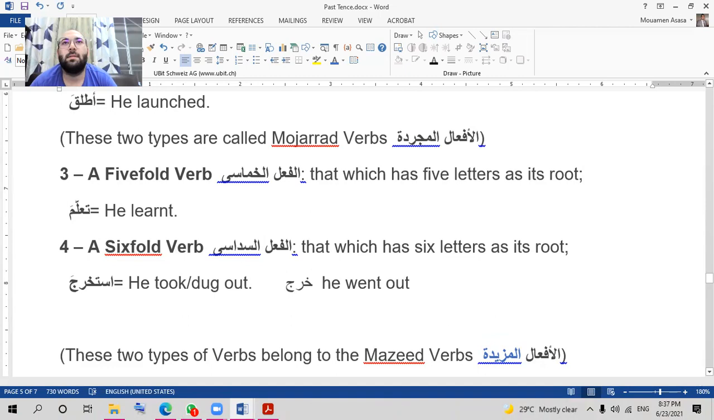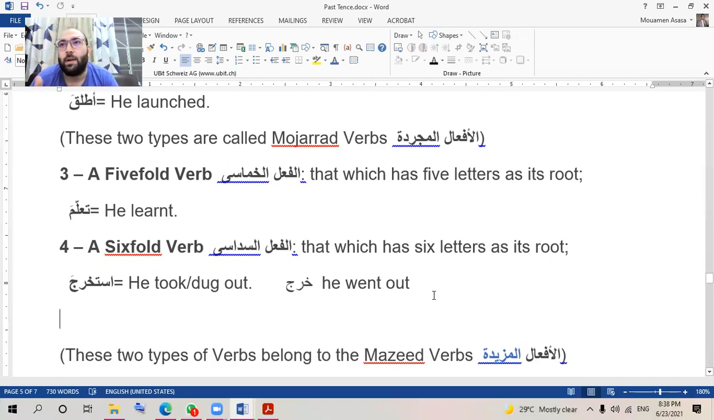If it becomes fourfold, what will it be? Can kharaja become fourfold, fivefold, and sixfold? No. Certain verbs can change from threefold to fourfold, or from fourfold to fivefold, but not all the verbs can do this. Not all verbs you can add letters to and get another meaning. Why am I saying it like this?